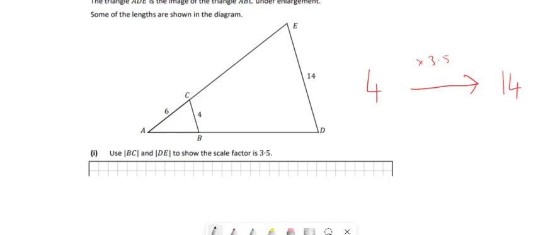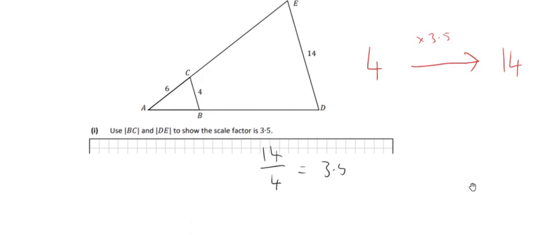Or the way they probably want you to do it is to do the 14 divided by 4, and that is equal to 3.5. So you're taking the corresponding sides on each shape. So the small triangle, that side is 4, so then the corresponding one on the other one is the 14. So if you do the 14 divided by 4, it tells you what the scale factor is. So that's all you have to do there.